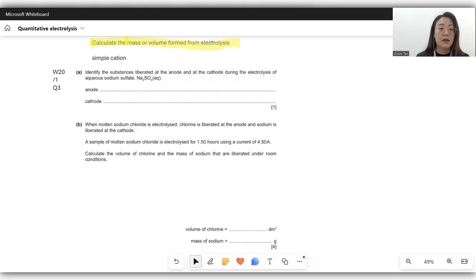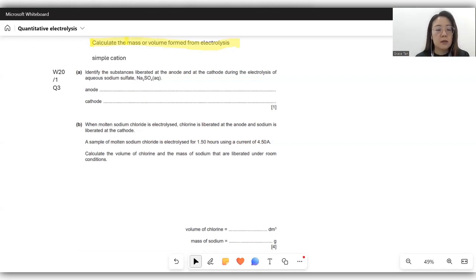standard states under standard condition. So the first one we're going to look at is some simple cation calculation, okay? So let's look at the Winter 20 paper 41. So we start off with an easy question first, and then we move to a more medium difficulty.